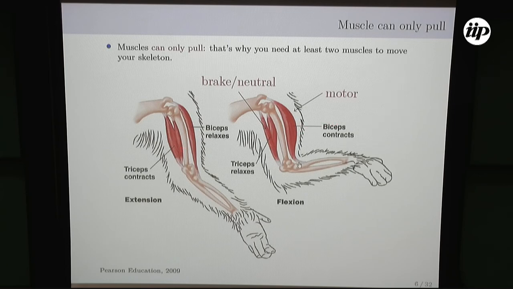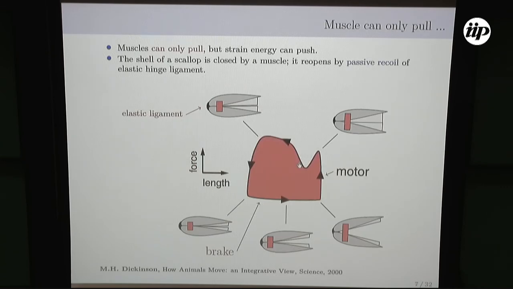So you need two muscles. But there are some animals that have just one muscle. And this is the shell. Yes, and this is the shell.